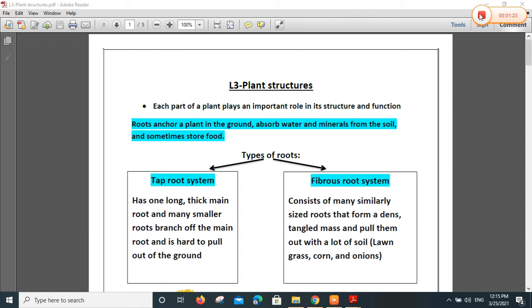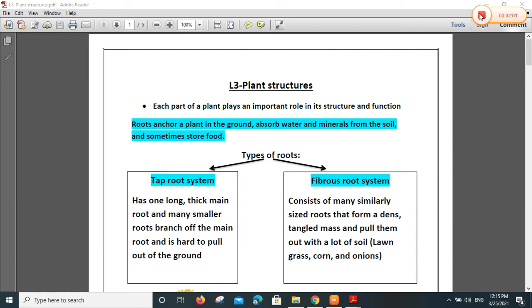Number 1, the root. Roots anchor a plant in the ground, or fix or hold the plant in the ground. Number 2, absorb water and minerals from the soil. And sometimes store food, like carrot root. So each part of a plant plays an important role in its structure and function.